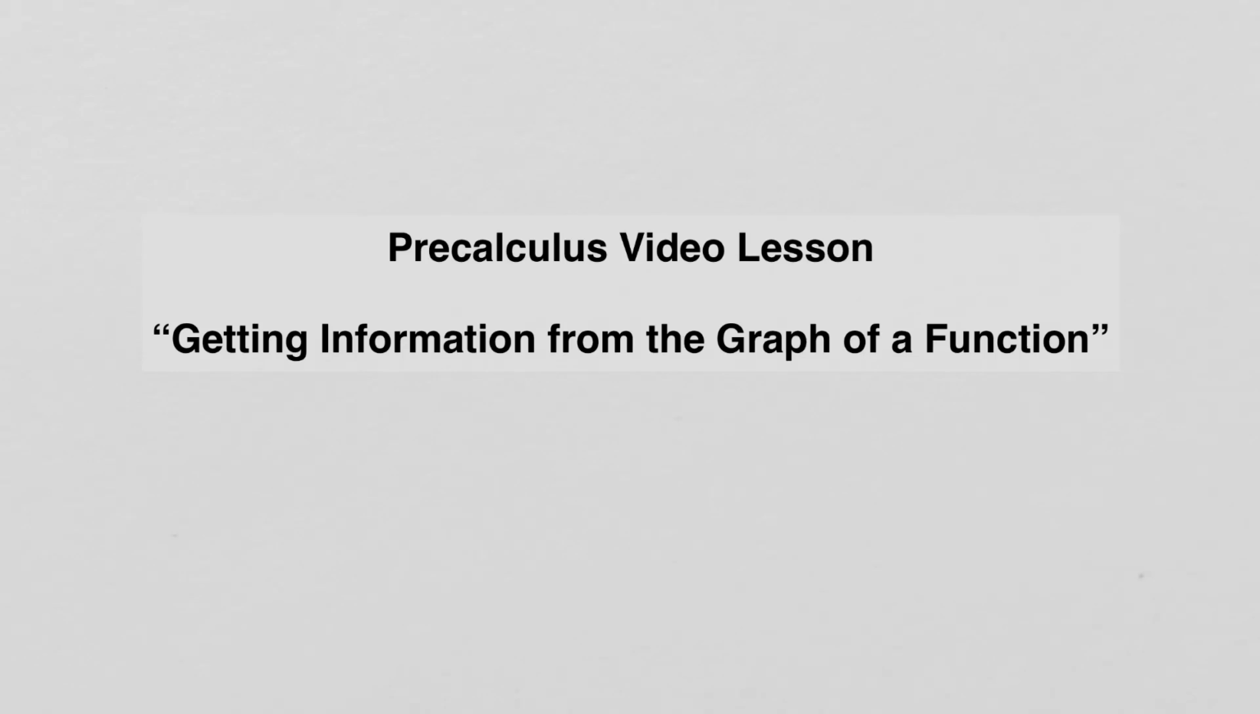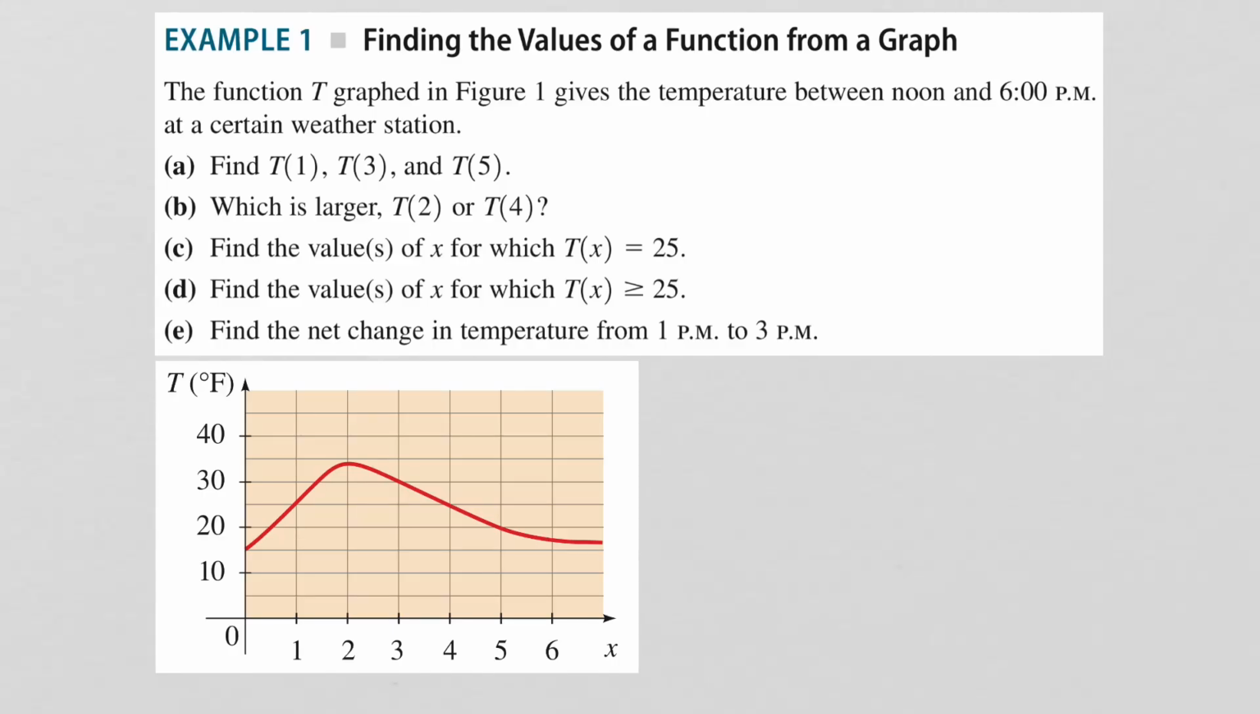Getting information from the graph of a function. The graph of a function can be very useful. For example, suppose the graph here represents the temperature in Fahrenheit at various times of the day. And in this case, it gives the temperature between noon and 6 p.m. So 0 represents noon and 6 represents 6 p.m. And you can see the various temperatures at particular times throughout that time period.